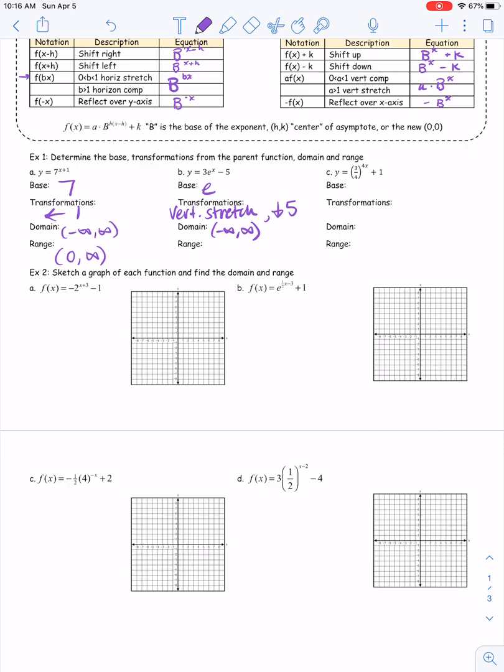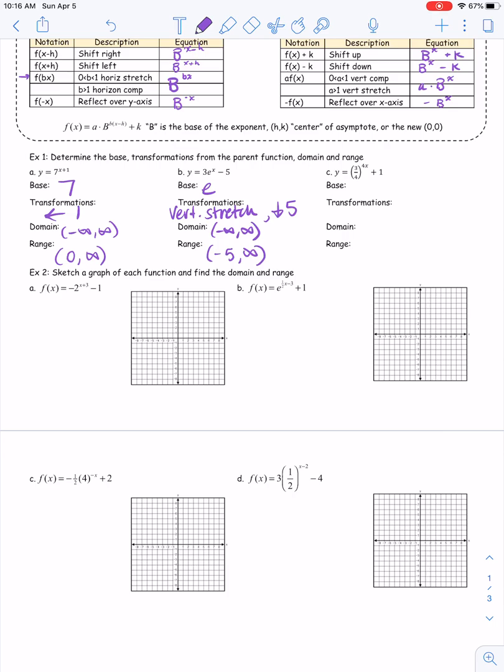Our range. Our range has been affected here because we've shifted down 5 units. So our horizontal asymptote has shifted down 5 units. So my lowest y value is -5, not being included, and then still going all the way up to infinity. Okay, because that is a growth. E is greater than 1. Remember, E is approximately 2.718.